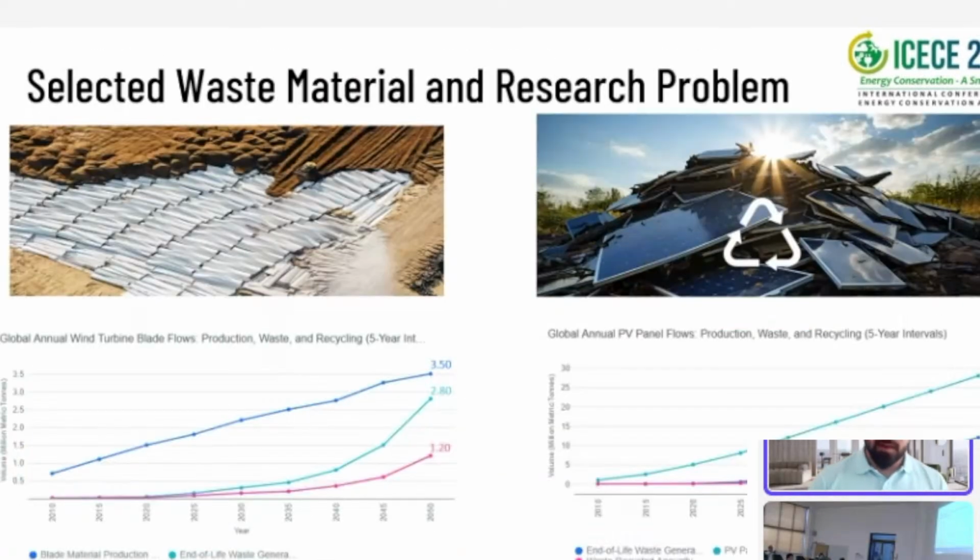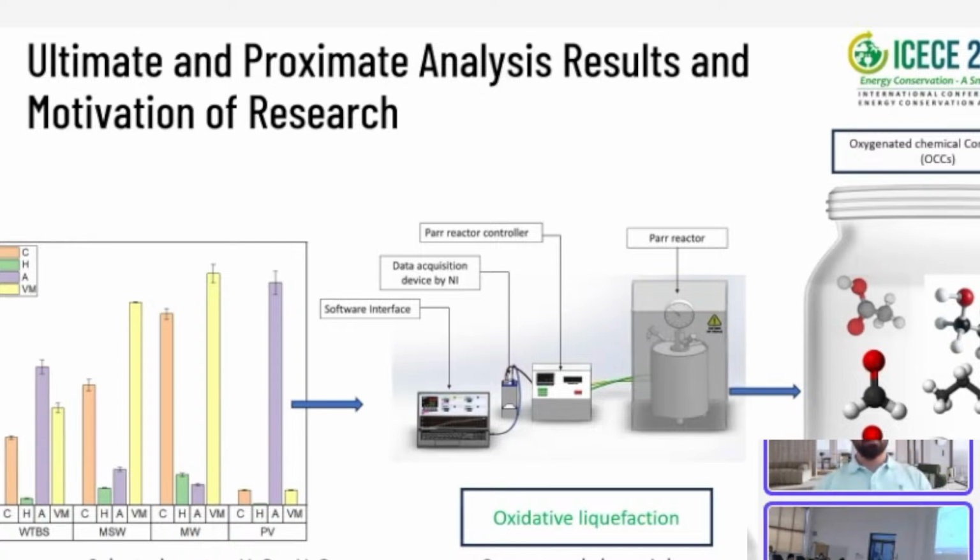So, if we talk about ultimate and proximate analysis and the motivation for the research, let's start from the left side of the graph, where on the extreme left corner, we have the ultimate and proximate analysis for the wind turbine blades. You can see we have a very high portion of ash, represented by the letter A, and a very high concentration of volatile matter, indicated in yellow. So if we can degrade this volatile matter, in combination with carbon and hydrogen, its degradation can produce some kind of secondary compounds.